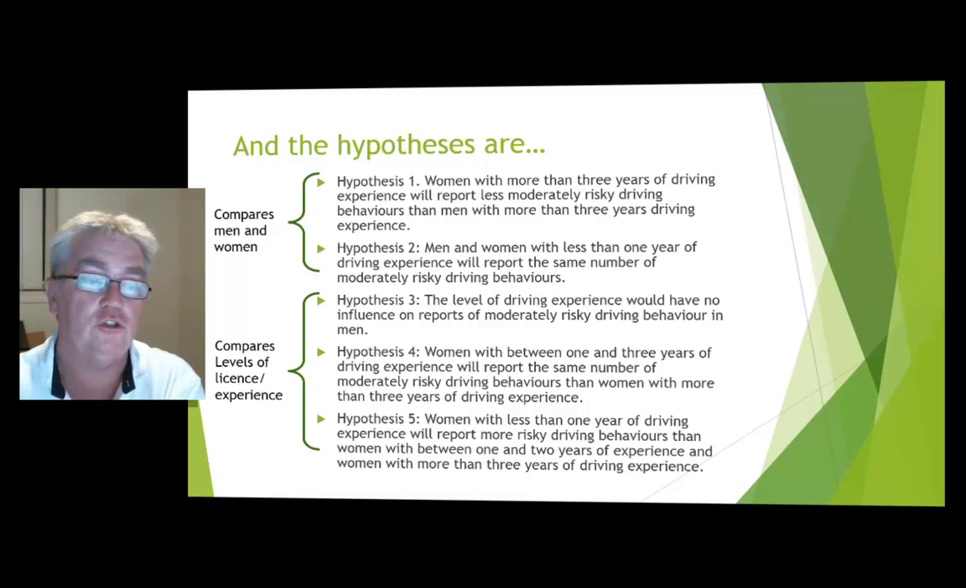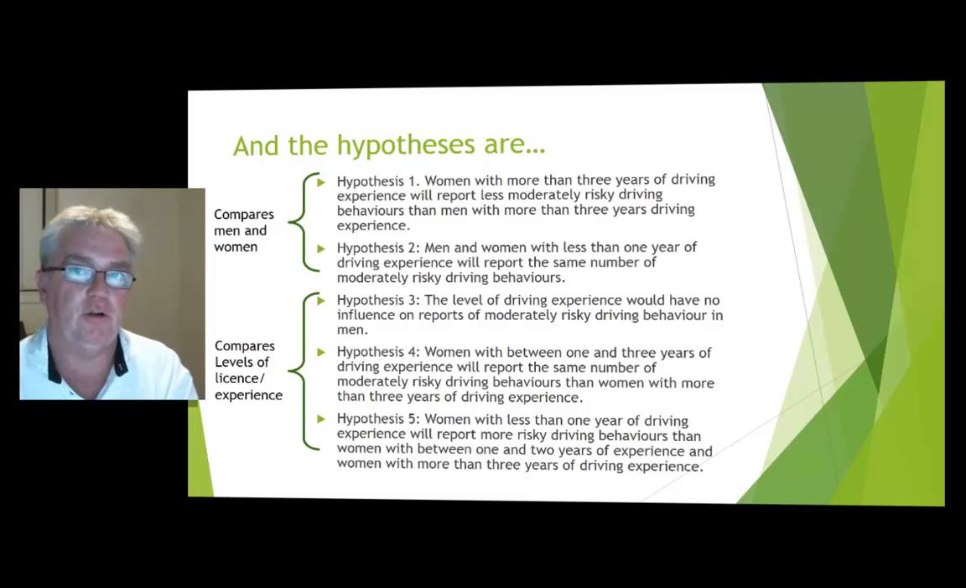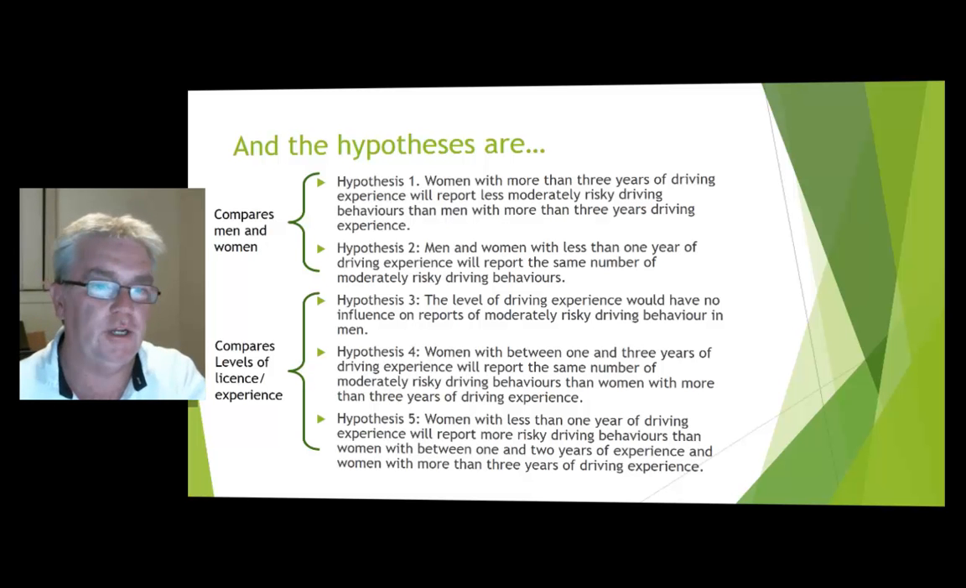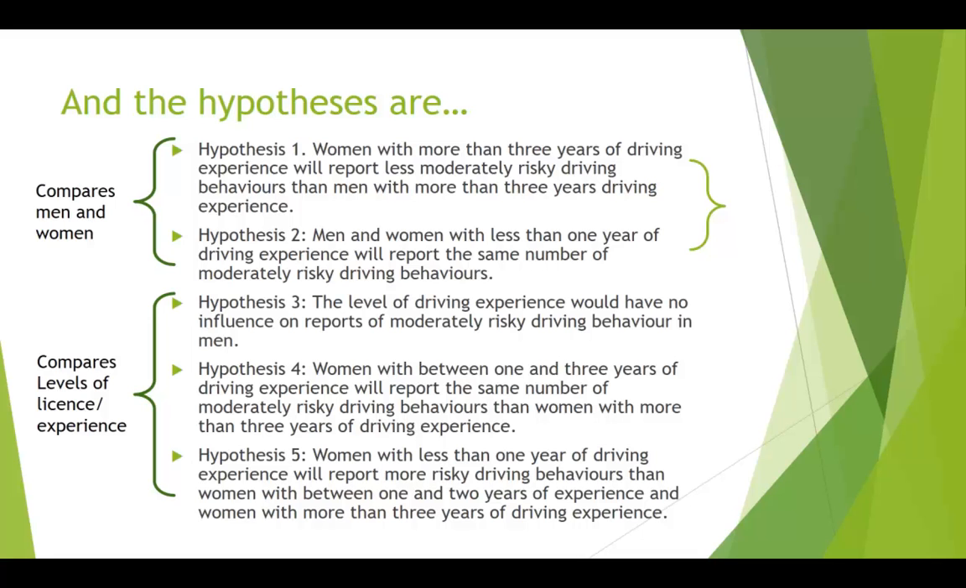It's also a good way to structure your hypotheses, so that you lump together hypotheses that are comparing across the same IV, and then move on to hypotheses that compare across a different IV. So my first two compare across gender, men versus women. Second three, comparing levels of license, one in the men, the other different combinations of women. That also leads to some implications.